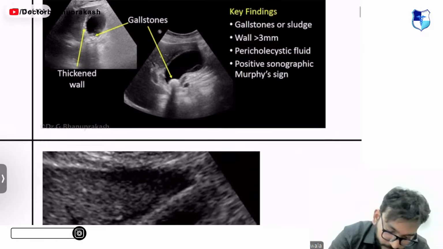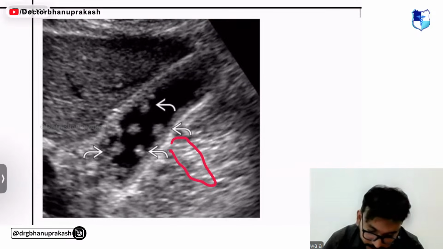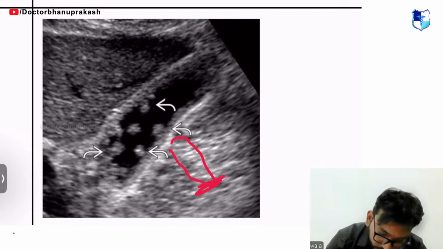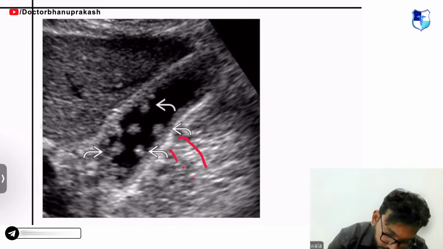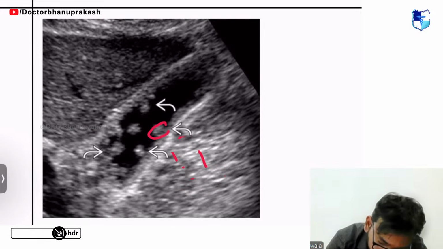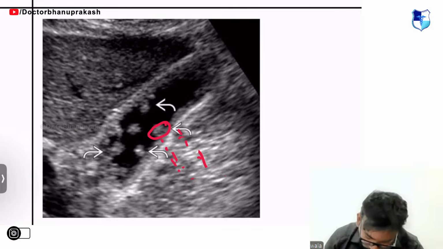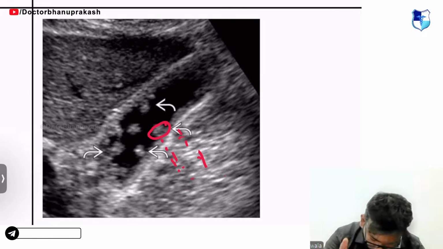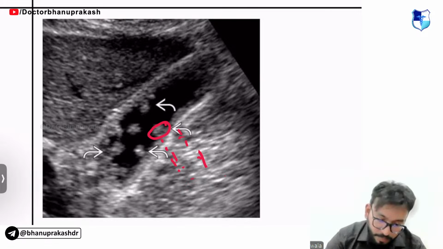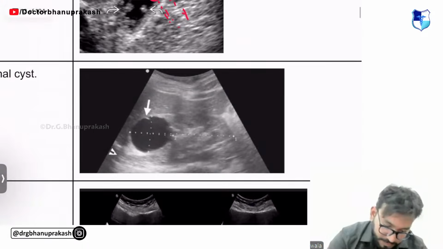Compare it now with a polyp, guys. Okay, polyp. Look at this. Yes, in a polyp you can see the white structure, but do you see any shadows? Do you see any shadows here? No shadows. So this is a polyp. This is not a gallstone.